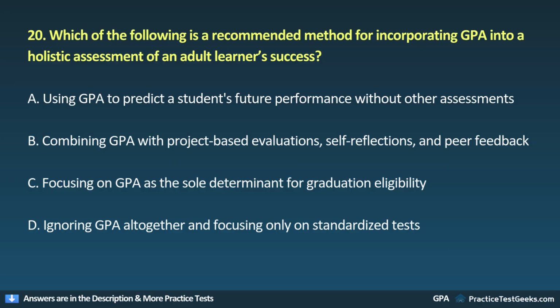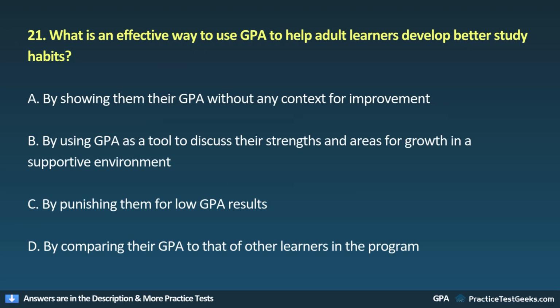C. Focusing on GPA as the sole determinant for graduation eligibility. D. Ignoring GPA altogether and focusing only on standardized tests. 21. What is an effective way to use GPA to help adult learners develop better study habits? A. By showing them their GPA without any context for improvement.